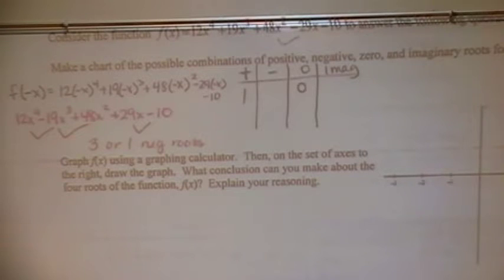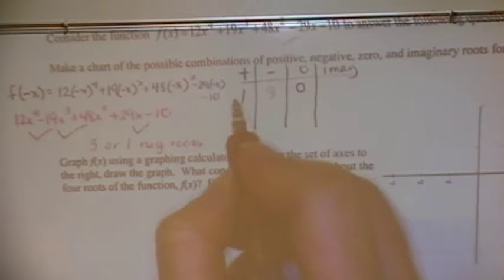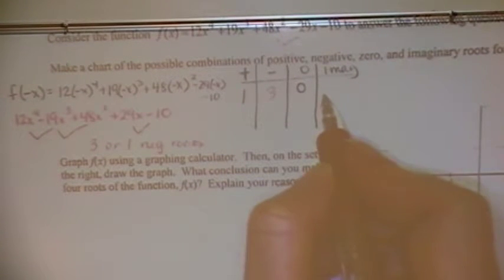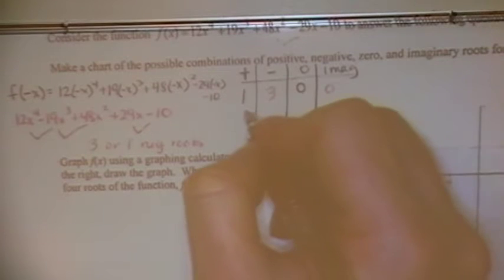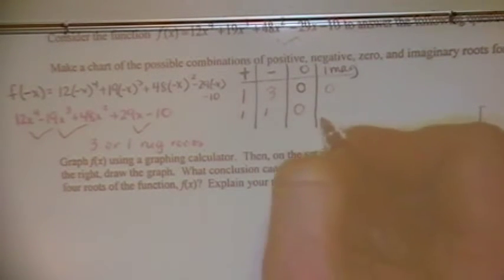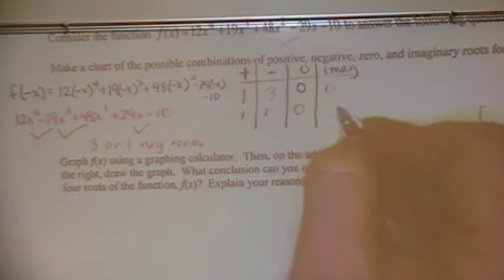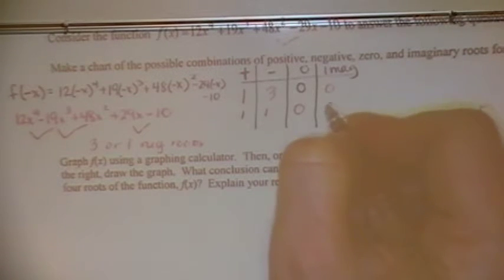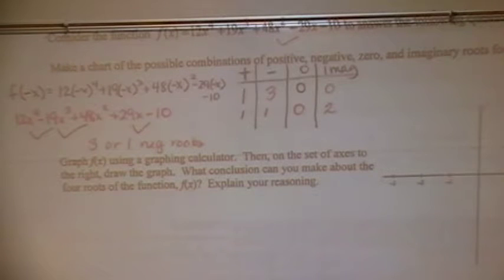So I know that I have to have a 3 and a 1. So if I put a 3 here with the 1 positive, will I have any imaginaries? No. But if I have 1 positive and 1 negative, I know I have 0 zeros. How many imaginary would you have? 2. Okay. Now, use your graphing calculator. And let's look.